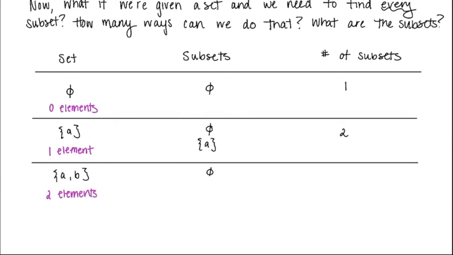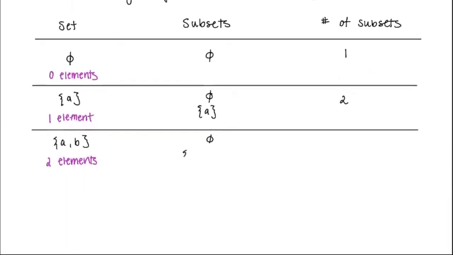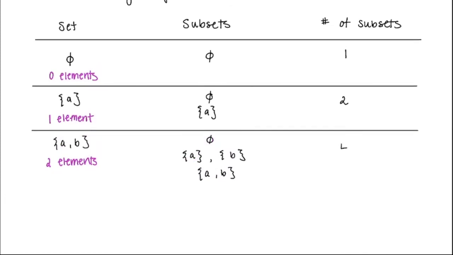If I bump this up and put two elements in here, well, then my possible subsets are still the empty set. If I make a set that has just A, that is a subset of AB. And if I make a set containing B, that is a subset as well. And then the set itself is also a subset. So ultimately, we have 1, 2, 3, 4 subsets when there are two elements. We'll do one more, and then we should be able to see a pattern.